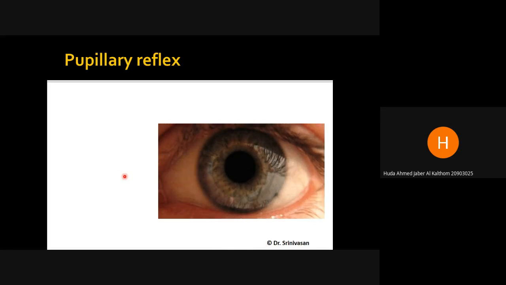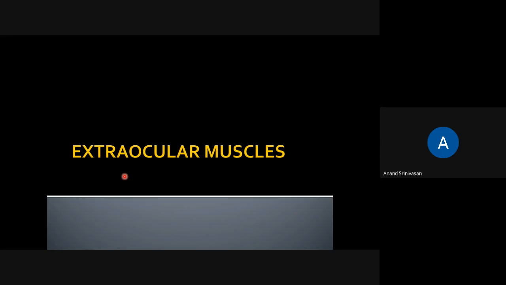No, doctor, it's clear. Coming to the next part, extraocular muscles. Ocular means eye. Extraocular means the muscles which are located outside the eyeball.